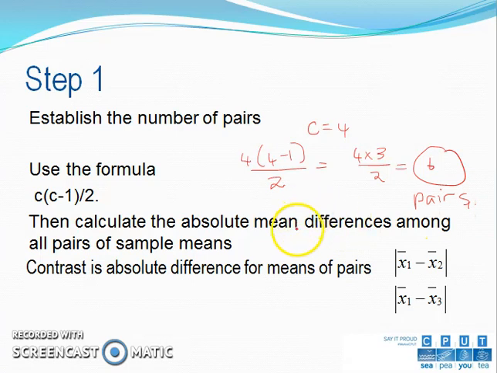And then the next thing that I need to do is calculate the absolute mean differences between all pairs of sample means. That contrast is the absolute mean difference between all pairs. So I'll look at the mean of group 1 and subtract the mean of group 2 from that, and I will convert that into an absolute value. I'm always working with absolute values, and that's very important to remember.